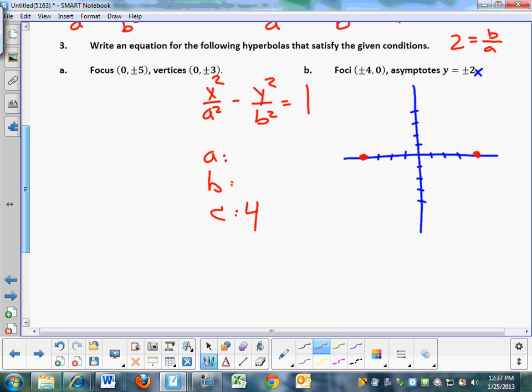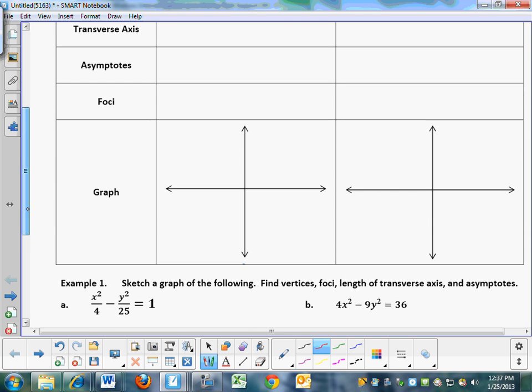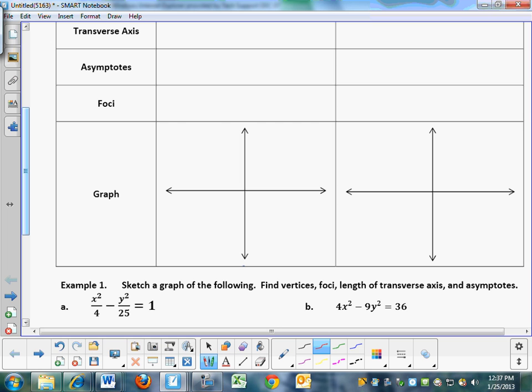If you remember from our previous page, right here, we said that if it's a horizontal one, then the asymptotes will be y is equal to plus or minus b over a times x. And if it's a vertical, it was y equals plus or minus a over b times x. Right? That's what we said, right?